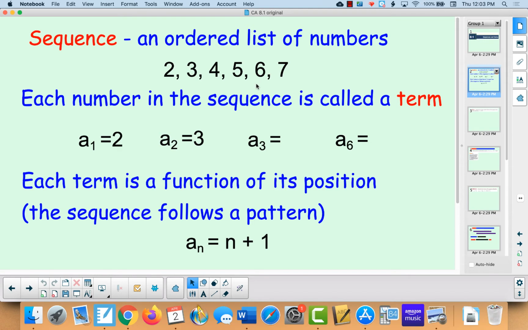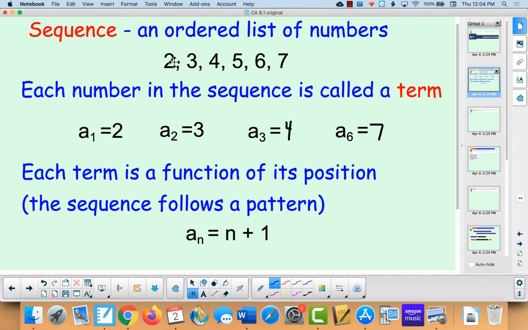Usually they're related somehow. Each term in the sequence is called a sub something. So 2 is the first term in the sequence, so it's a sub 1. 3 is the second term in the sequence, so it's a sub 2. 4 is going to be a sub 3, because it's the third term in the sequence. 5 is the fourth term in the sequence, and 6 is the fifth term in the sequence. 7 is the sixth term in the sequence, so it would be a sub 6.